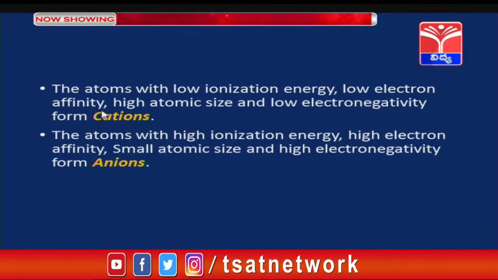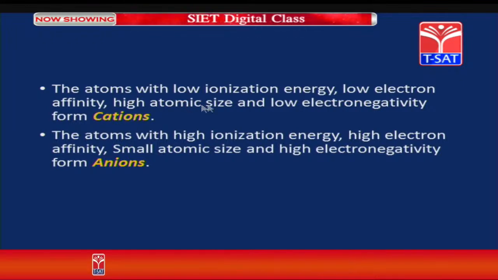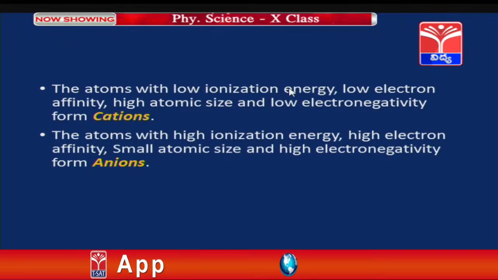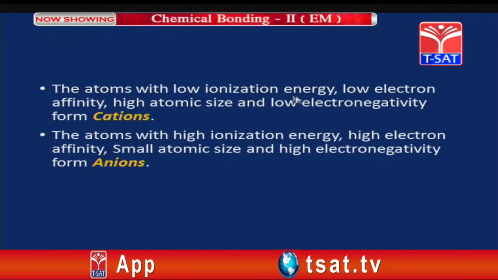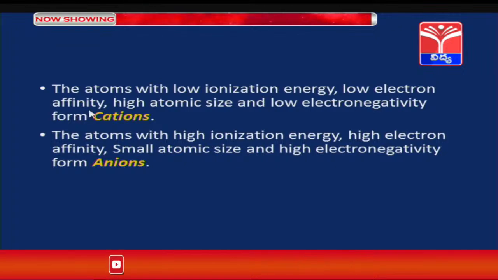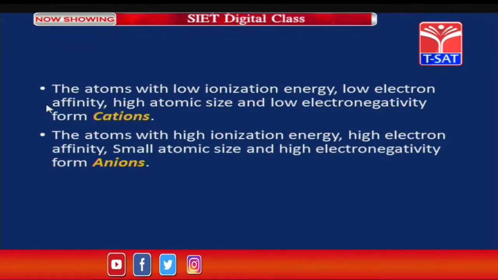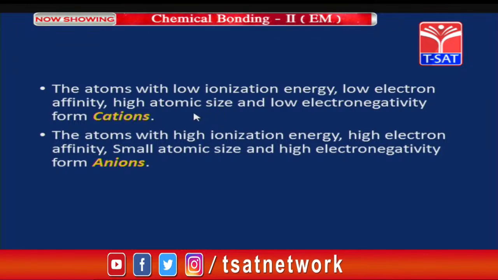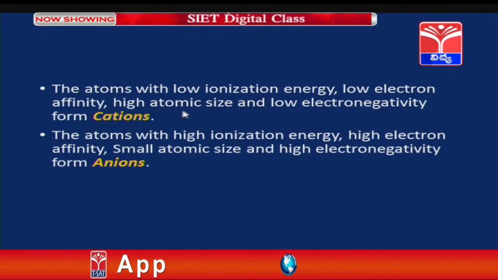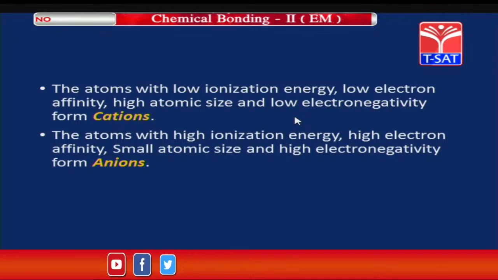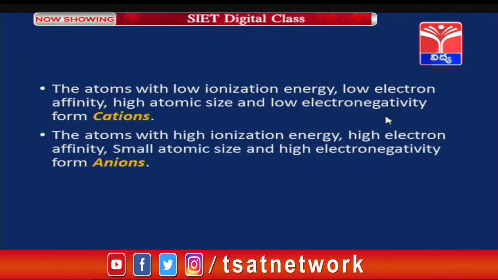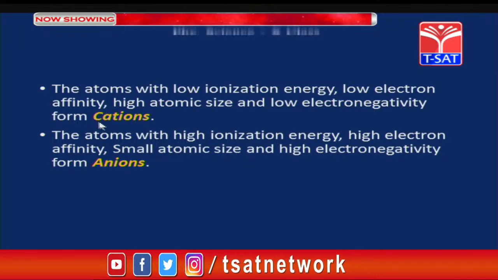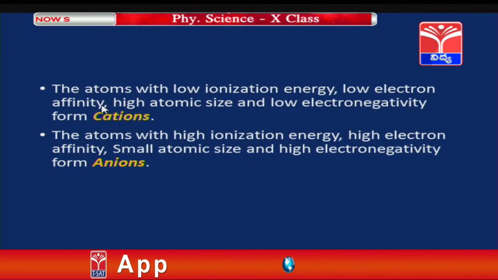Children, please remember. Which atoms can form cations? If they have low ionization energy, that means they can easily lose an electron with less energy. Low electron affinity means that if any electron is added, very little energy is released. It has a high atomic size, that means the gap between the nucleus and the outermost electron is very high, so the attraction between the nucleus and the last electron decreases. Low electronegativity means a very low tendency to attract other electrons, so they can easily lose electrons. So, they form cations.